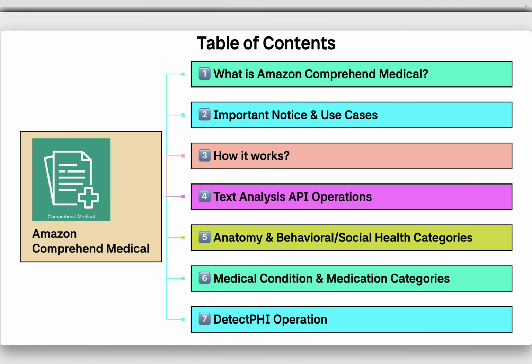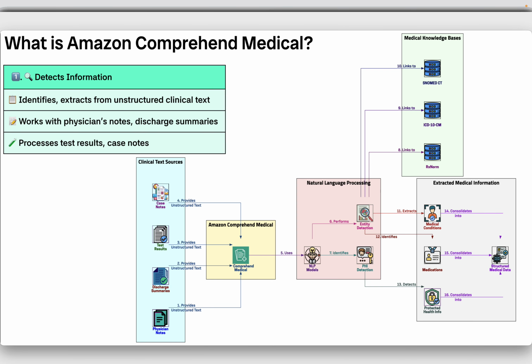So this lecture will contain all these topics. What is Amazon Comprehend Medical? Important notice and use cases. How it works. Text analysis, API operations. Anatomy and behavioral, social health categories. Medical condition and medication categories. Detect PHI operation. So what is Amazon Comprehend Medical?